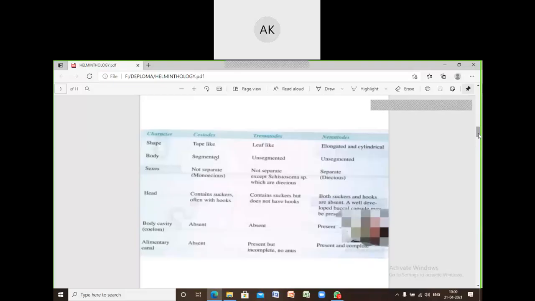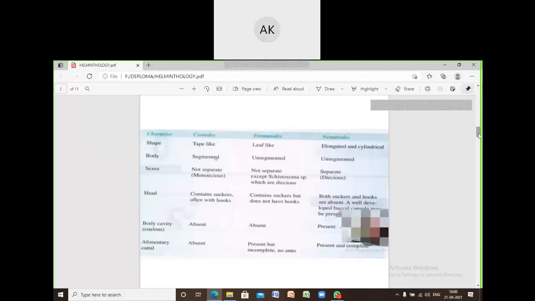Okay. So we will study the difference between cestodes, trematodes, and nematodes. Cestodes and trematodes are under platyhelminths, and nematodes, they are under what? Nematohelminths. Okay, good.